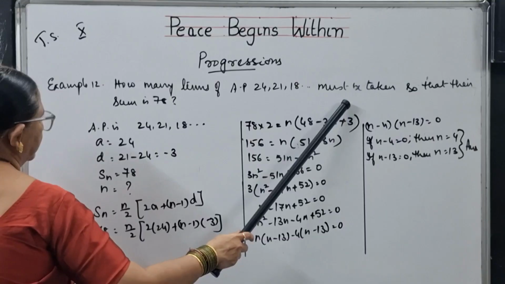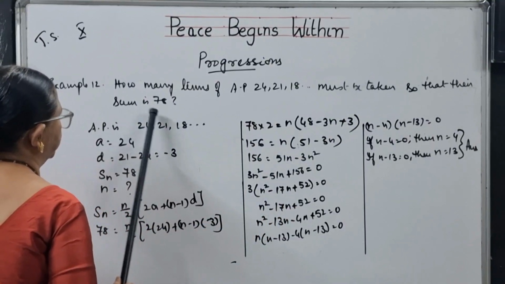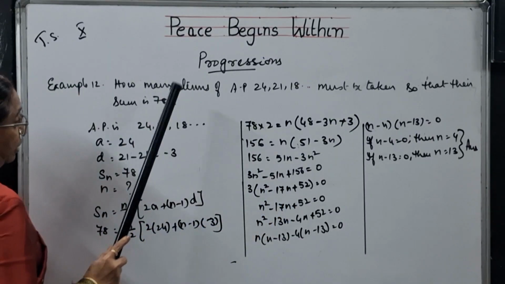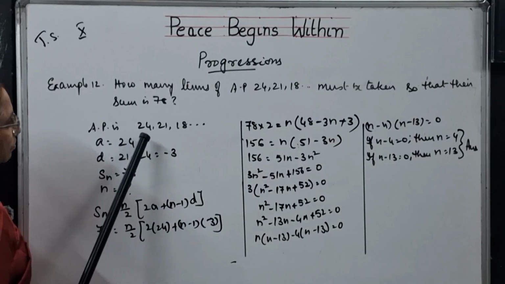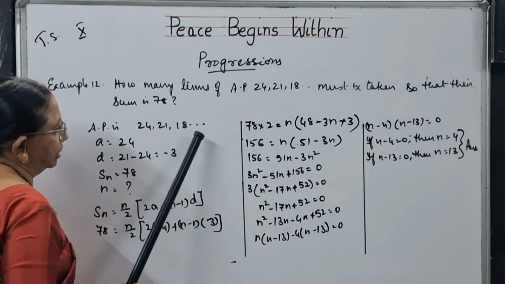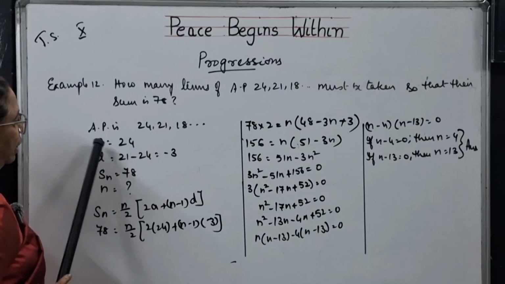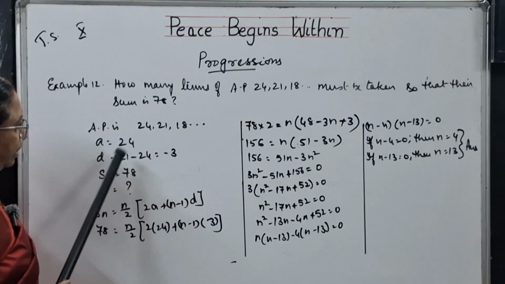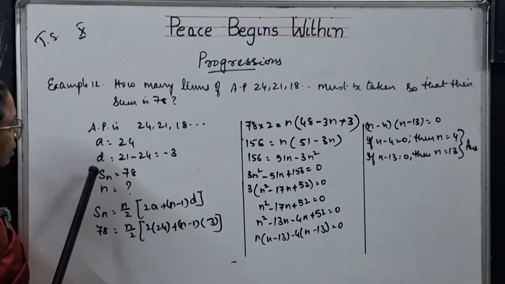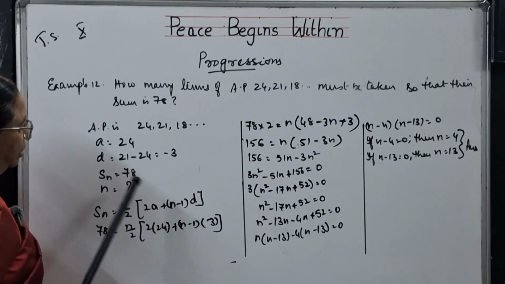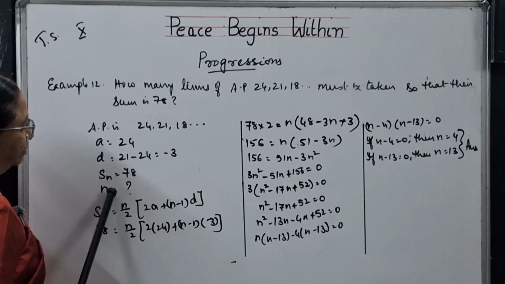So that must be taken so that their sum is 78. How many terms if you take, we will get 78. So let us see. The given AP is 24, 21, 18, and so on. So in this a is 24, d, the common difference, 21 minus 24, that is minus 3. Sum to n terms is 78. Your question is, what is n?